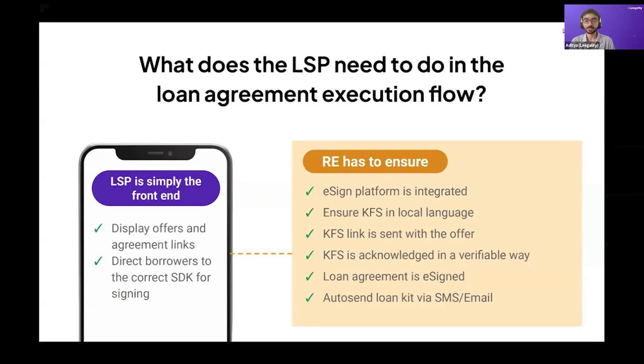by the RE. The RE has to ensure the correct e-sign platform is in place. The RE has to ensure the KFS is in a local language. The RE has to ensure the KFS link is sent with the offer that they are presenting to the app. The RE has to ensure the KFS acknowledgement is collected in a verifiable way. And the RE has to ensure the loan agreement is e-signed and auto-sent to the borrower via SMS or email.